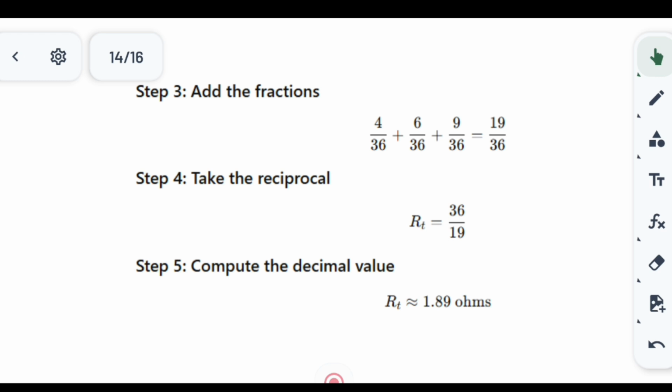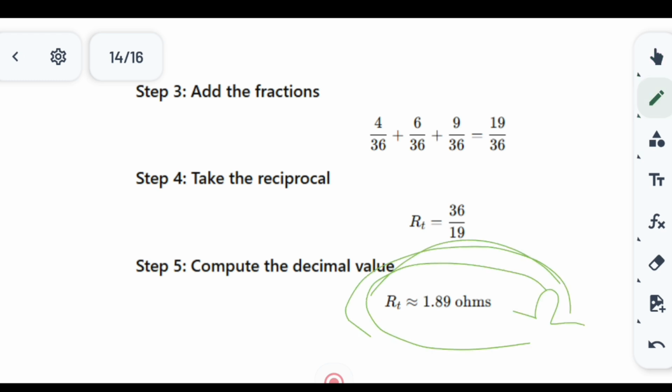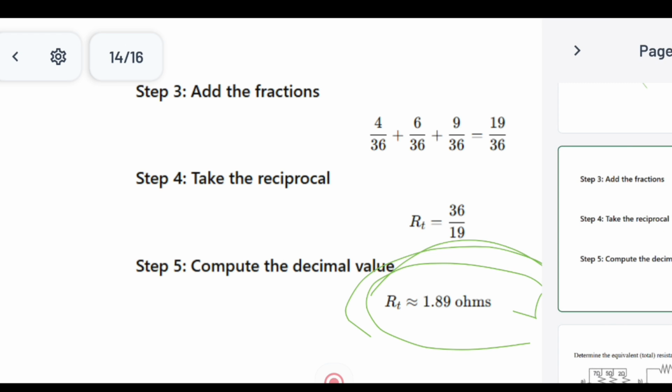The next thing that you need to do is take the reciprocal. You get the opposite of this, 19 over 36. Flip that. You will have 36 over 19. And therefore, you have to compute the decimal value. Dividing that, it will become 1.89 ohms. You will have to use the omega symbol for this. So that is how you calculate the total resistance on a parallel circuit.